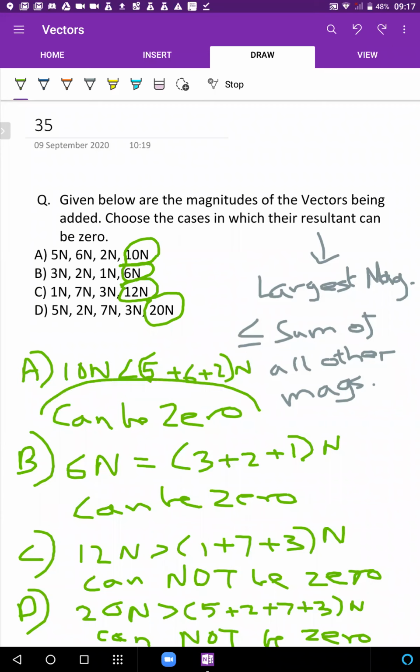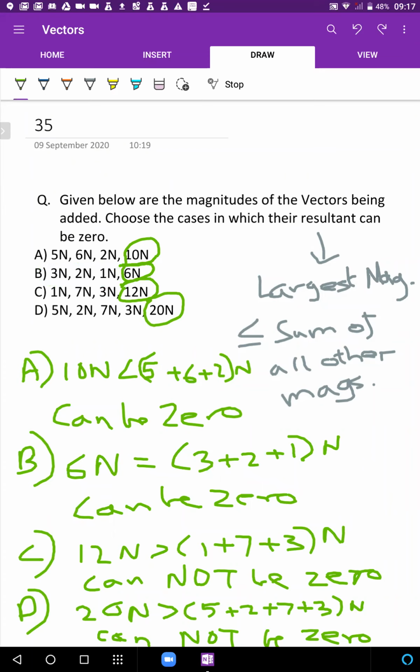Therefore, polygon बन सकता है. This can be zero. इसका resultant can be zero. अगला case, 6 Newton is equal to the sum of the other vectors. Alright, equal to भी चलेगा. इसमें भी resultant can be zero, and you can visualize that. 3, 2, 1 मिलके 6 को cancel कर सकते हैं क्या? हाँ, मिलके कर सकते हैं, है ना?